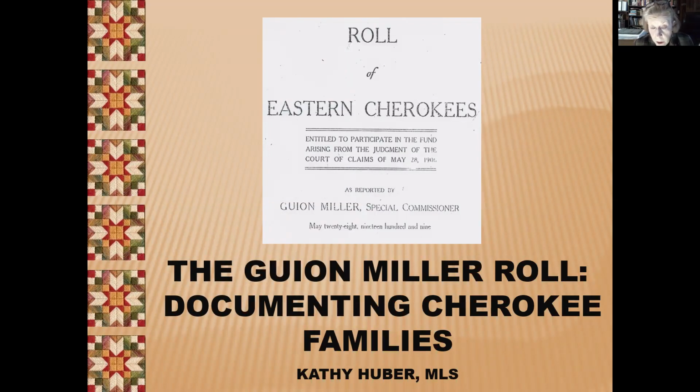The Dawes rolls focused on the individuals who were living in Indian Territory, whereas for the Guion Miller roll, you didn't have to be living in Indian Territory to make application. And we'll find out a little bit later about the effects of that. So anyway, let's get started, and those are just some things to think about as we're going through here.